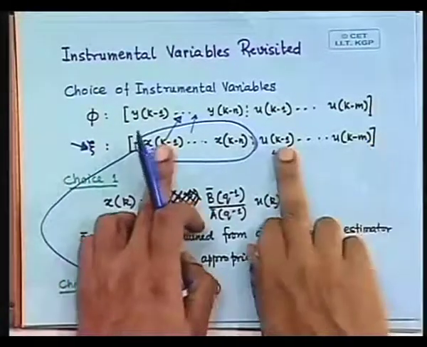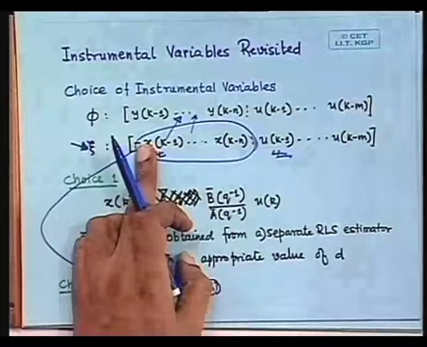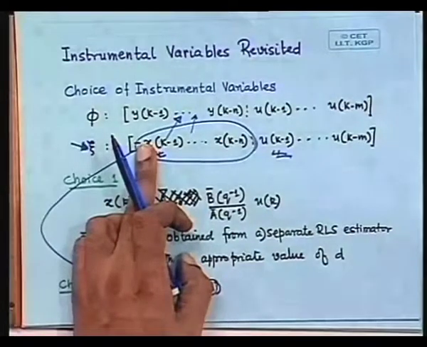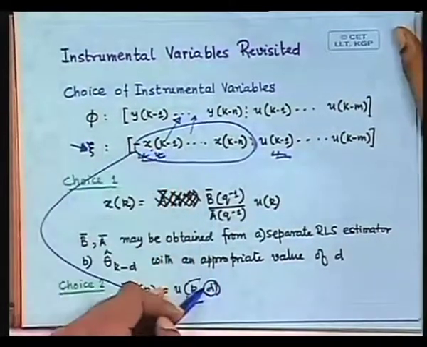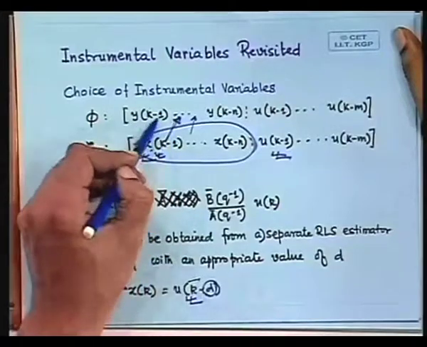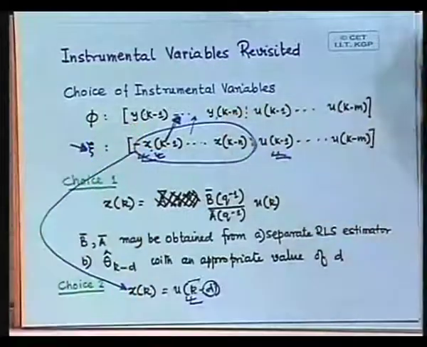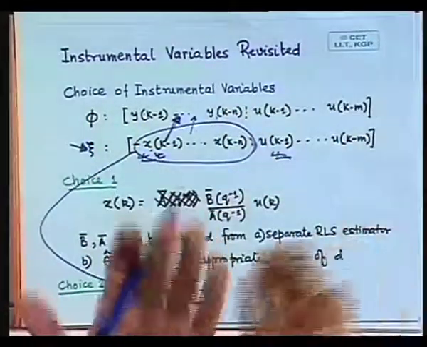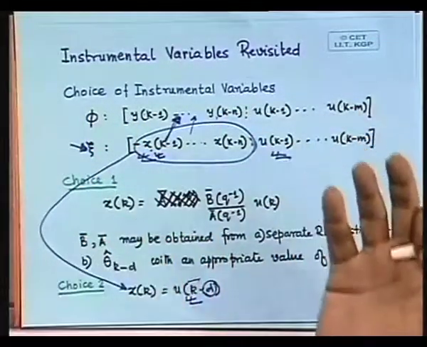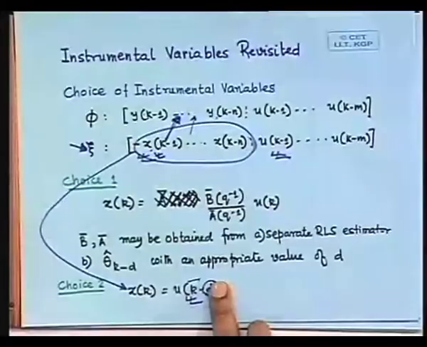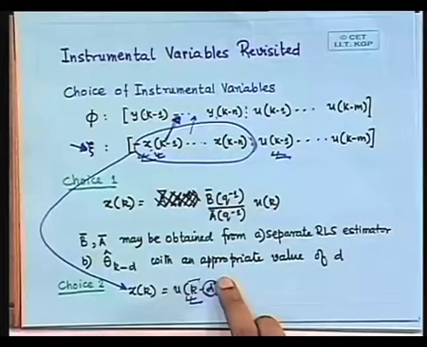Now this vector only contains inputs, so it is uncorrelated with v. That requirement is satisfied. And since u at k minus d is naturally going to be correlated with these, because you have done the shift within the time constant. If you make this d too large, then it may become uncorrelated, right?